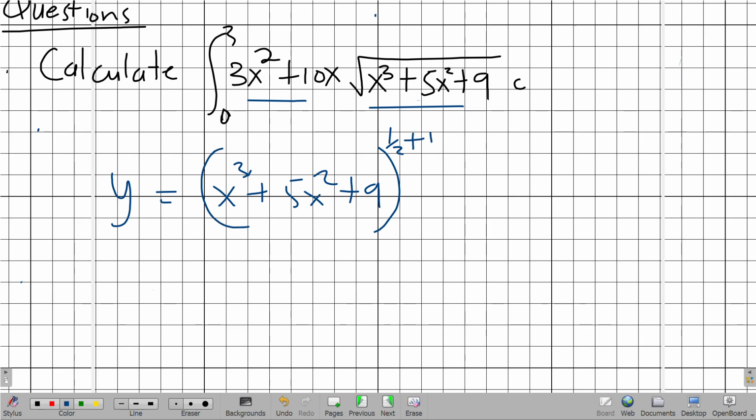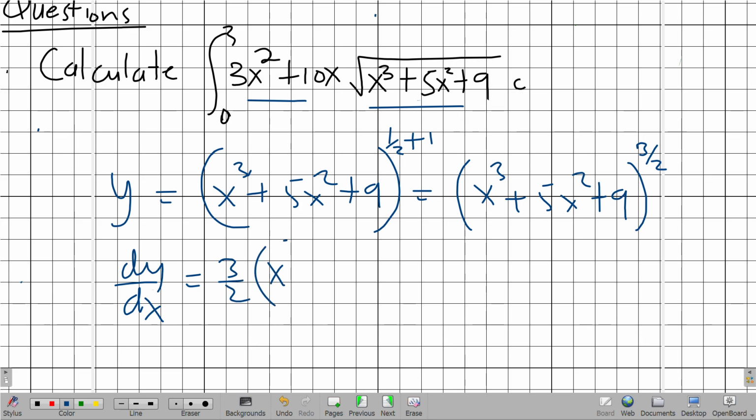Then we have to add another one, which is just x cubed plus 5x squared plus 9 over 3 over 2. Yeah, and if you differentiate dy over dx, you're going to get 3 over 2 in brackets x cubed plus 5x squared plus 9. You subtract, you just get a half here. You do the inside function derivative, which is 3x squared plus 10x. That's what we want here.